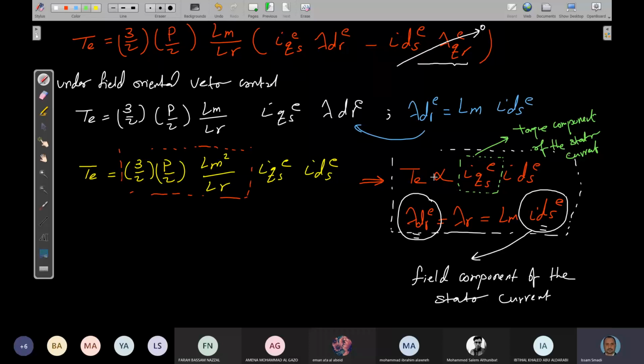So this is also another advantage of the vector control. Do you see our selection of the vector control? Our selection will make the controlling of the machine very simple, such that I can understand which component I should control. To control the flux, I need to control the IDS, the field component of the stator current. I need to control IQS in order to control the torque. If I control the torque, I will control the speed.